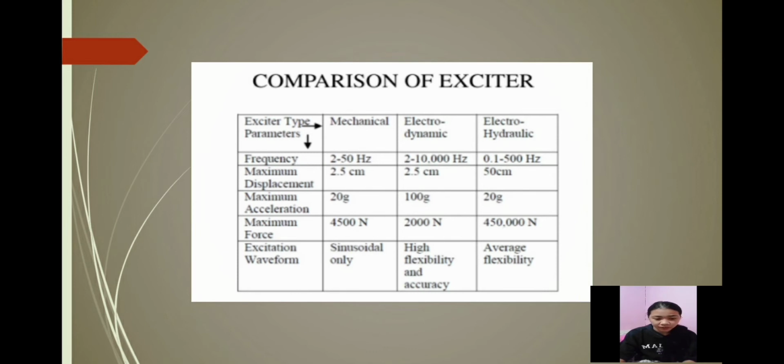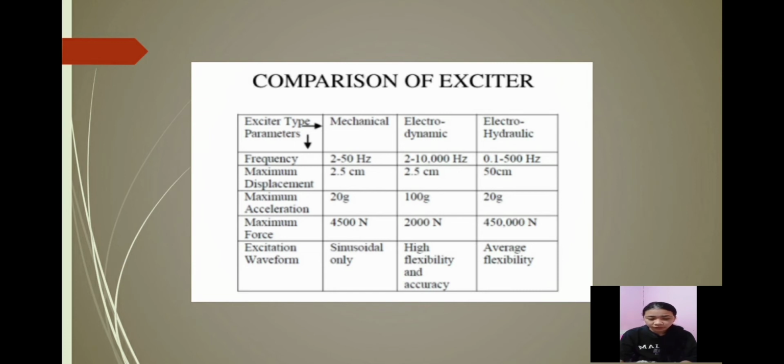This is the comparison of exciters. The mechanical exciter has a frequency of 2 to 50 Hz, maximum displacement of 2.5 cm, maximum acceleration of 20, maximum force of 4,500 Newton, and an excitation waveform of sinusoidal only. Electrodynamic has a frequency of 2 to 10,000 Hz, maximum displacement of 2.5 cm, maximum acceleration of 100, maximum force of 2,000 Newton, and an excitation waveform of high flexibility and accuracy.